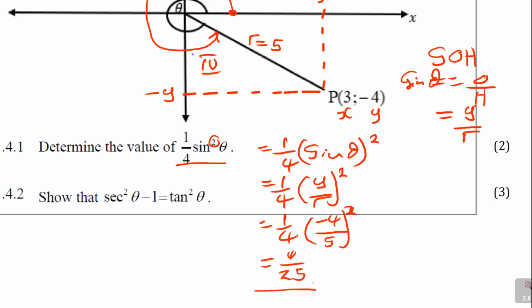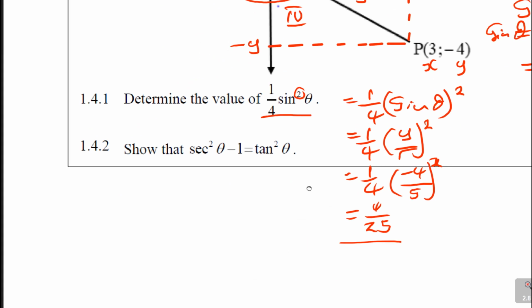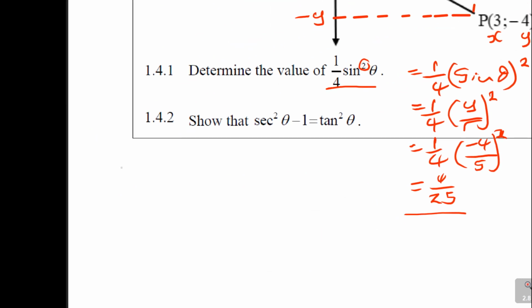And get this, they give you 2 marks for that. Then what is the next one? They are saying show that sec squared theta minus 1 is equal to tan squared theta, 3 marks. So let's do this: sec squared theta minus 1. Let's do the left hand side first and see whether it becomes the right hand side.